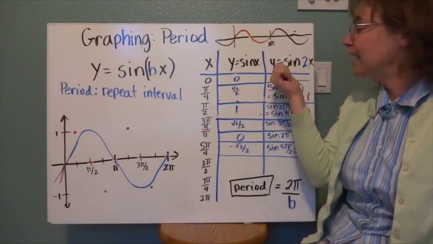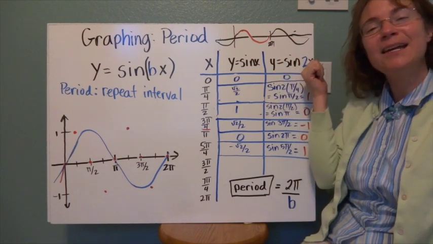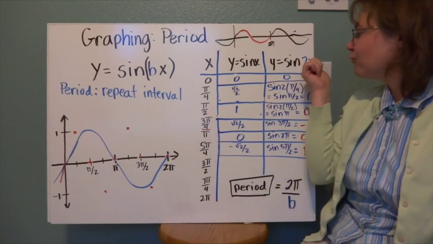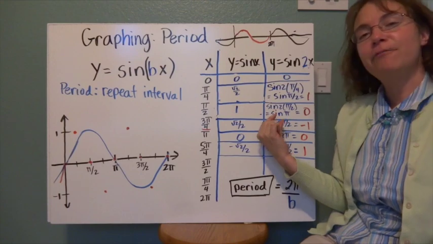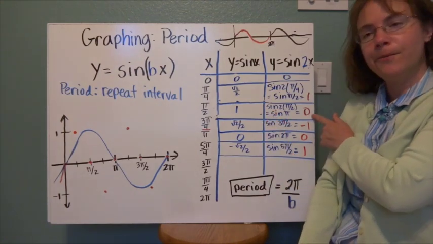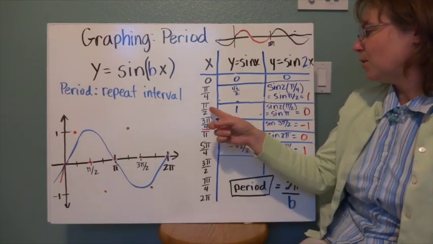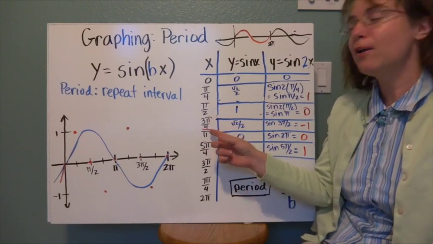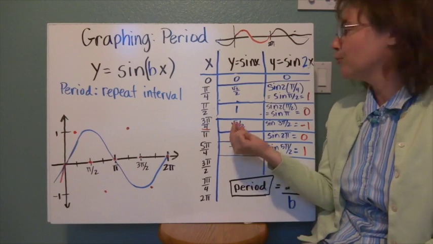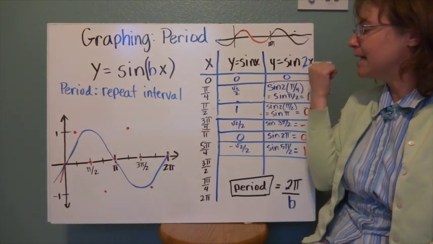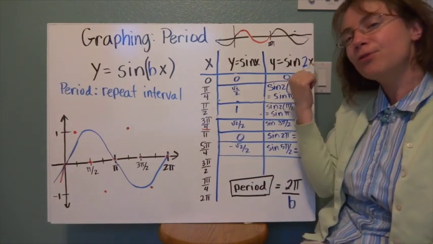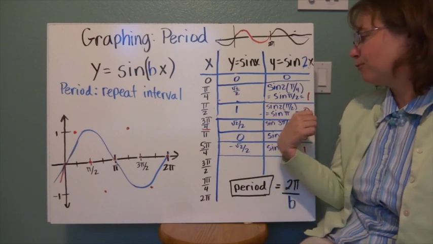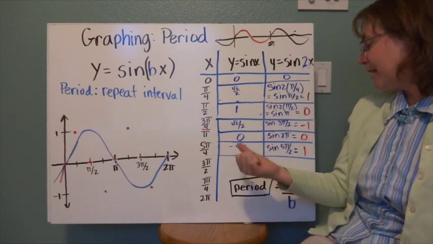However, if I put it in here, y equals sine 2 times x, my x is pi over 2, I'm just going to get the sine of pi, which is 0. Then, if I go on to the next one, I have sine of 3 pi over 4. Sine of 3 pi over 4 is just root 2 over 2. But if I multiply 3 pi over 4 by 2, I get 3 pi over 2, which is just negative 1. So I'm getting some different values here.